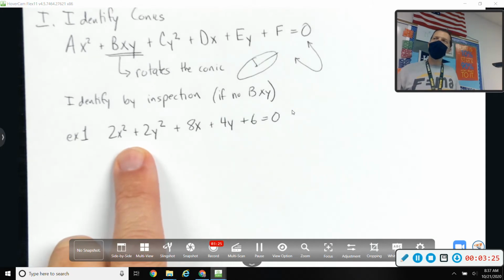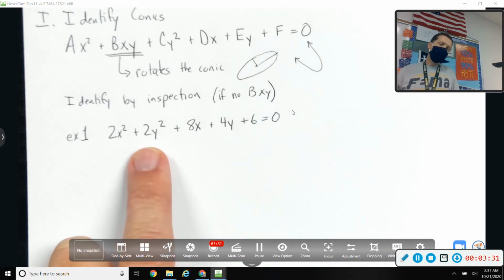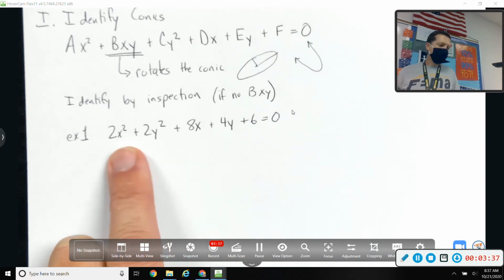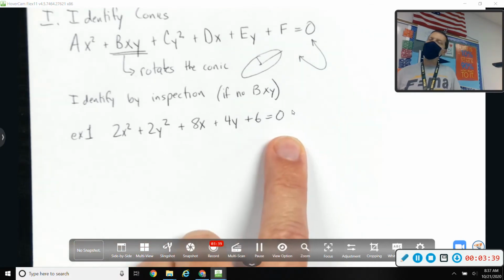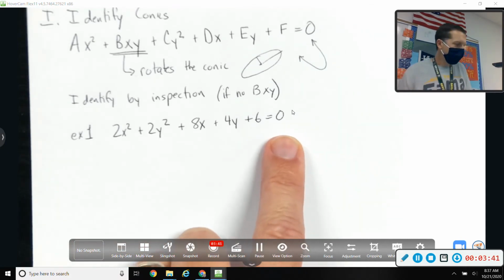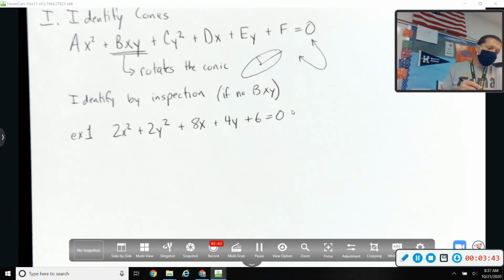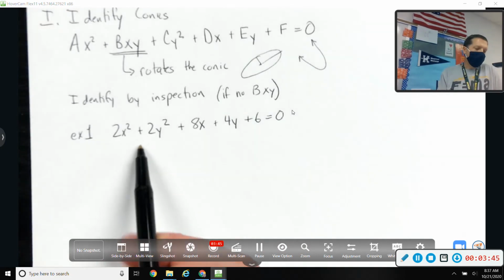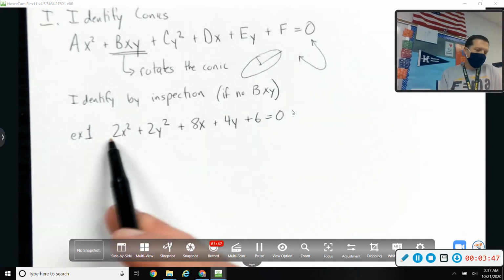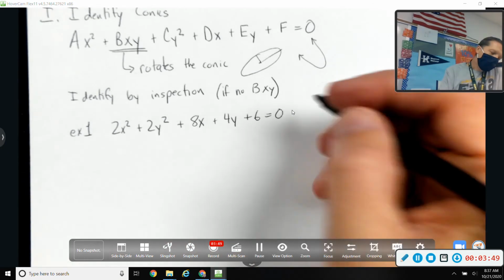Why is it not a circle? Because there are coefficients in front of the y and x. There are, but I could get rid of them by dividing by 2. But that's going to make a denominator between those. Nope. It's either an ellipse or a circle. Why is it not a hyperbola? Because they're plus. So it's either an ellipse or a circle.